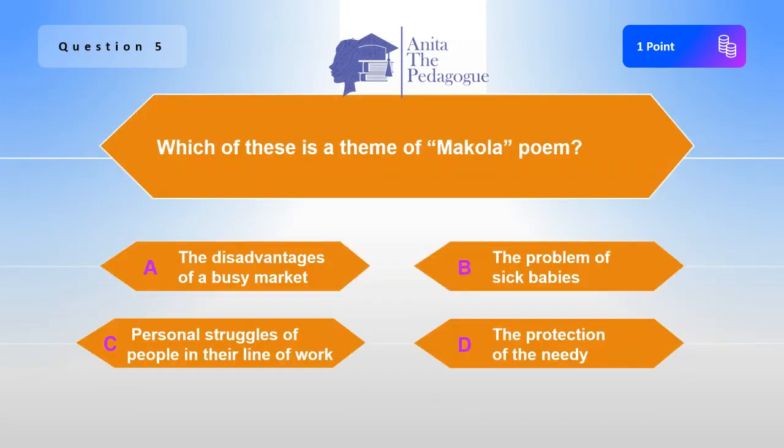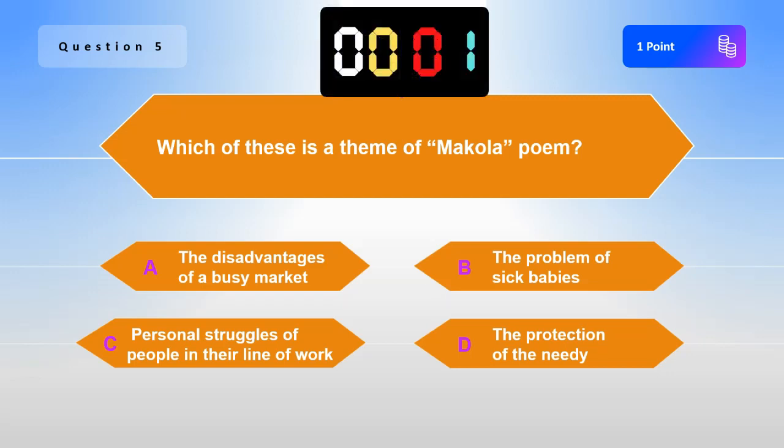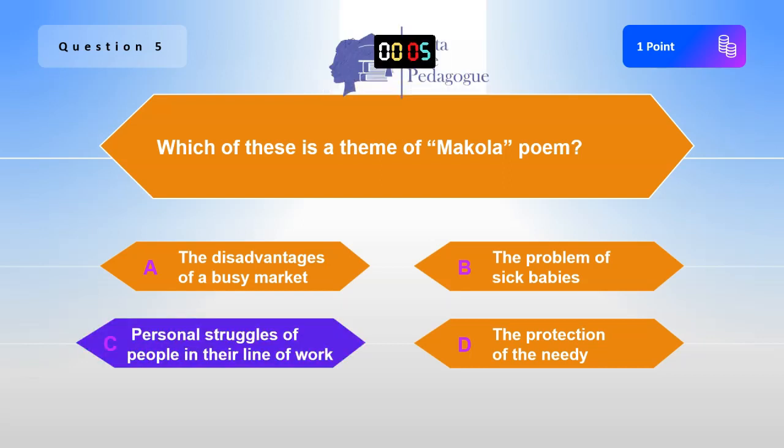Which of these is a theme of Makola poem? A. The disadvantages of a busy market. B. The problem of sick babies. C. Personal struggles of people in their line of work. D. The protection of the needy. The answer is C. Personal struggles of people in their line of work.